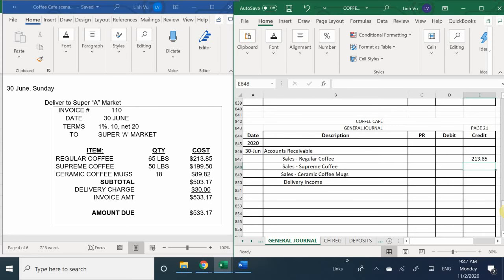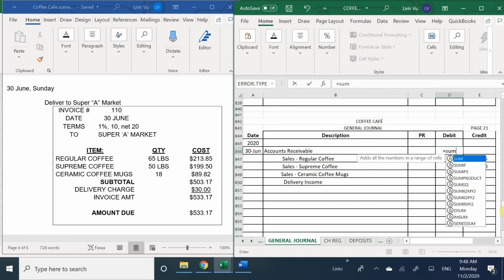Okay, so we were on the amounts. Supreme coffee would be $199.50. Ceramic coffee mugs is $89.82. The delivery income is $30. And our total accounts receivable, which is a debit, is 533.17.